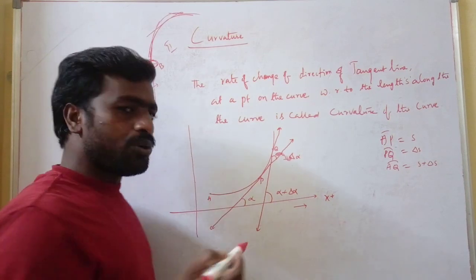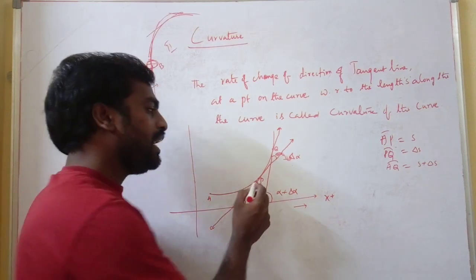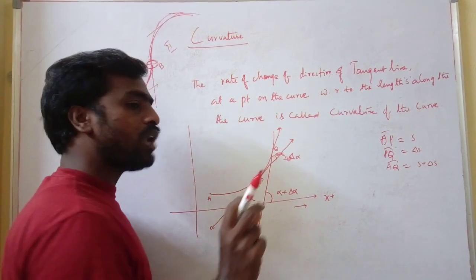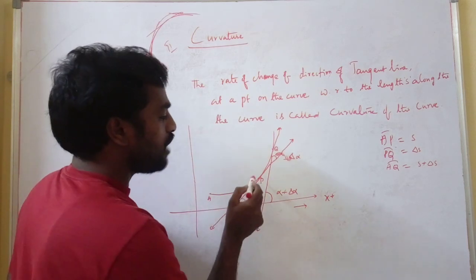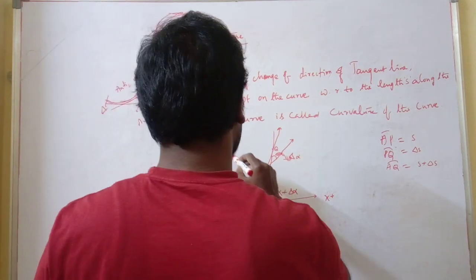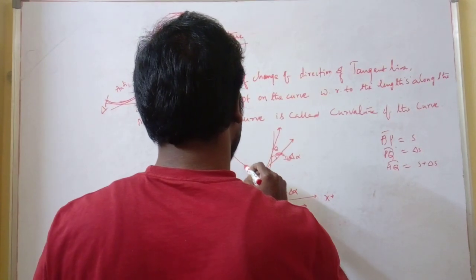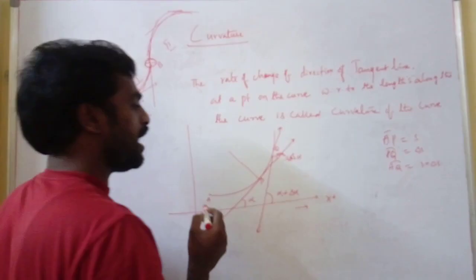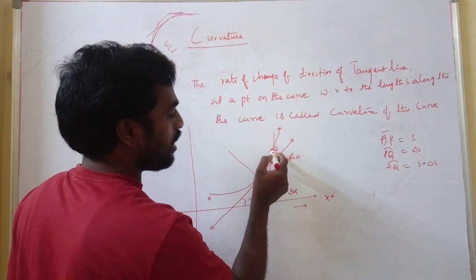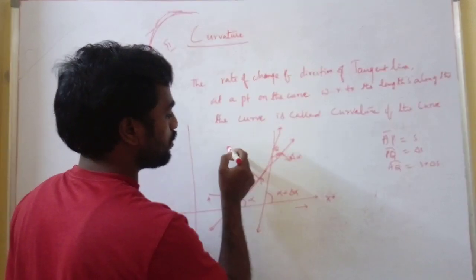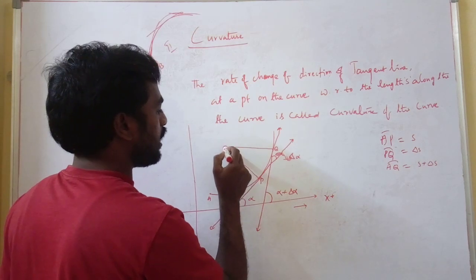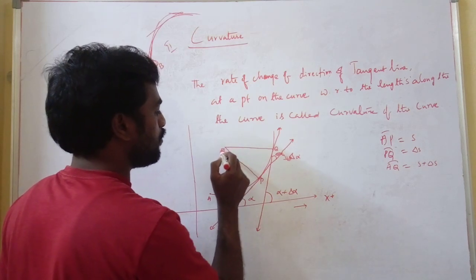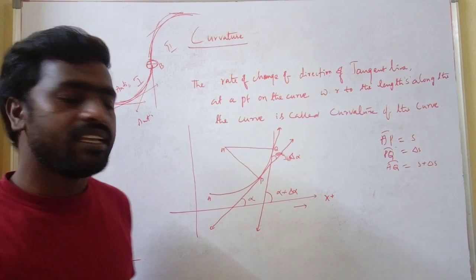Now we should draw two normals at point P and at point Q. First of all, you should draw one normal at point P, and next you should draw another normal at point Q. These two normals intersect at a point. That intersecting point I am indicating with M.